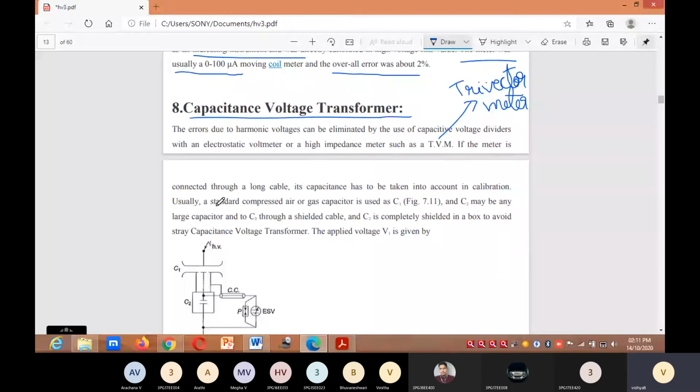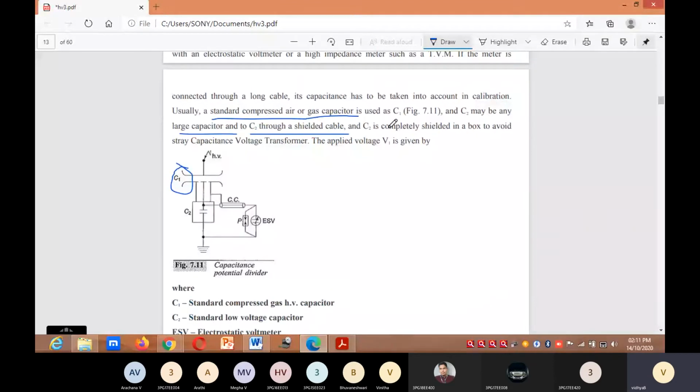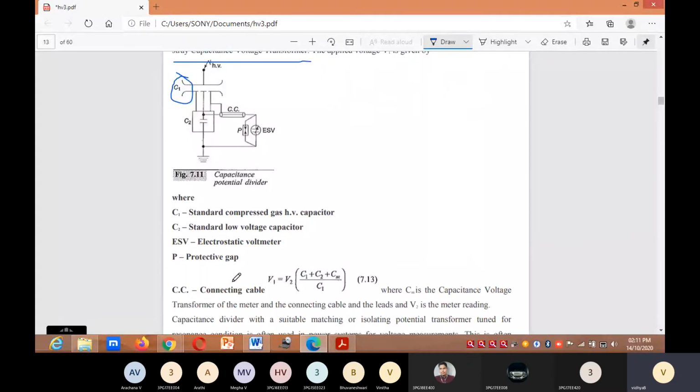Usually, a standard compressed air or gas capacitor is used as C1. C2 may be a large capacitor connected through a shielded cable. C2 is completely shielded in a box to avoid stray capacitance. The applied voltage V1 is given by the equation V1 is equal to V2 open bracket C1 plus C2 plus Cm divided by C1 close bracket.